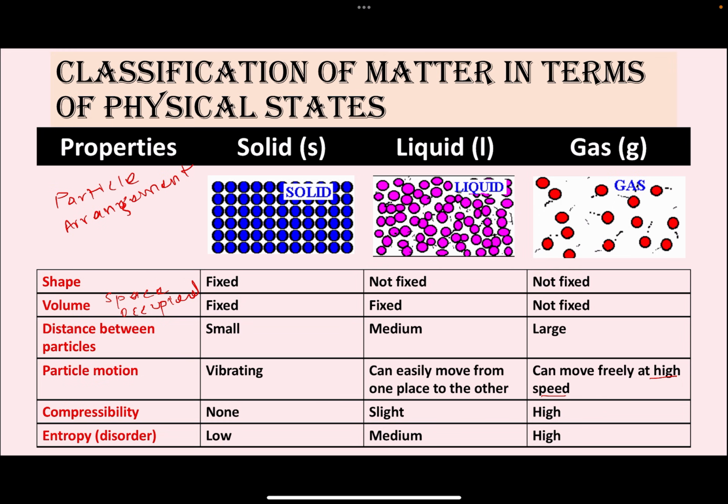Entropy means how much randomness or disorder do we have between the particles. So solids have very, very low entropy because there's literally no randomness. They're very organized. Liquids have some sort of entropy, and gases have the highest entropy out of the three states of matter.